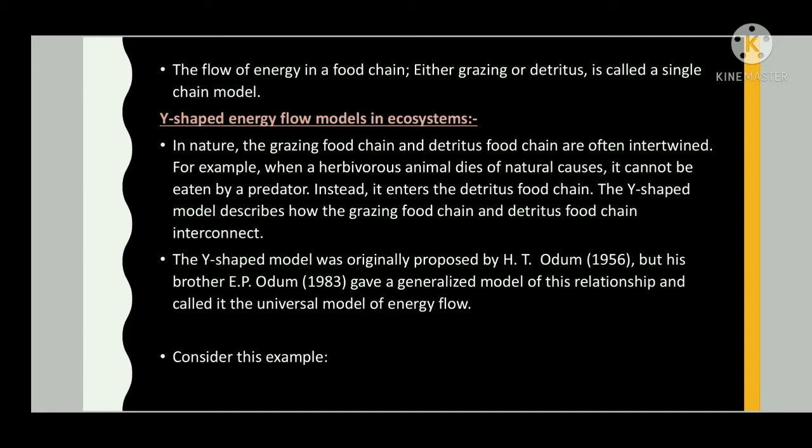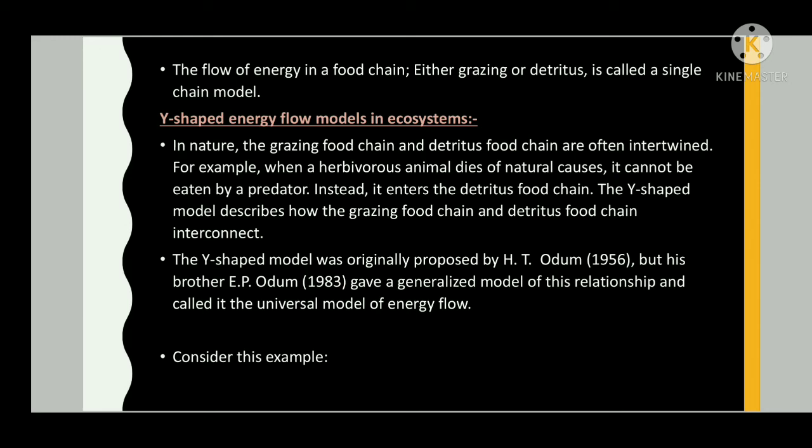Y-shaped energy flow model in ecosystems. In nature, the grazing food chain and detritus food chain are often intertwined. For example, when a herbivorous animal dies of natural causes, it cannot be eaten by a predator. Instead, it enters the detritus food chain. The Y-shaped model describes how the grazing food chain and detritus food chain are interconnected.